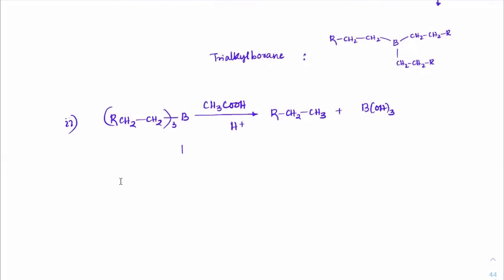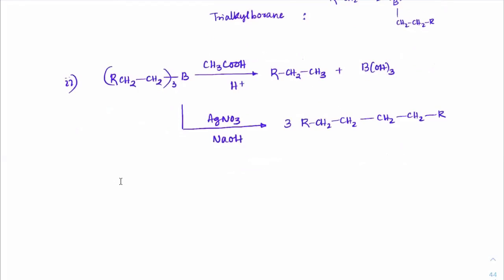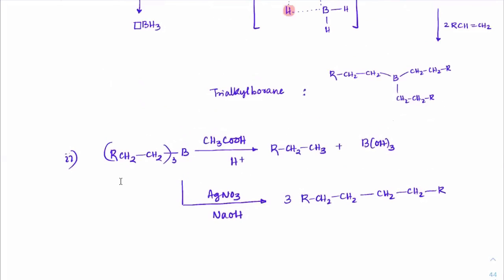Next, suppose the same reaction is being treated in the presence of AgNO3 and NaOH, right? So if we treat this with AgNO3 and NaOH, all of this trialkyl group will get coupled. So you'll get 3 moles of RCH2 CH2 CH2 CH2 and R. This is the way it will get coupled. So 3 moles of coupled products will come. In the presence of AgNO3, coupling is happening. In the presence of acidic medium, which is acetic acid, you will get a simple alkane.